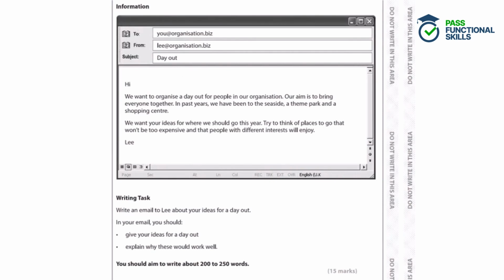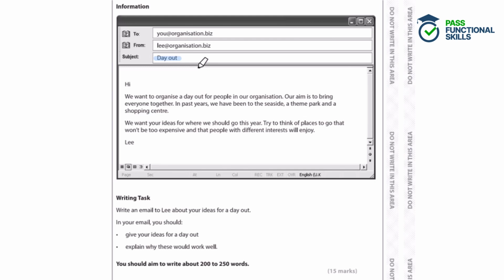So the information that we've been given here, we've been given an email about a day out. So, "Hi, we want to organise a day out for people in our organisation. Our aim is to bring everyone together. In past years, we've been to the seaside, a theme park, and a shopping centre. We want your ideas for where we should go this year. Try to think of places to go that won't be too expensive and that people with different interests will enjoy.